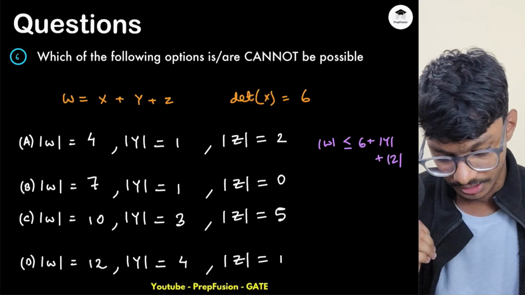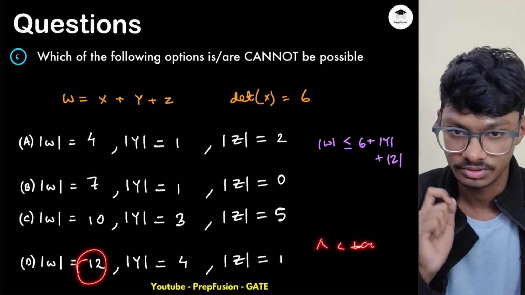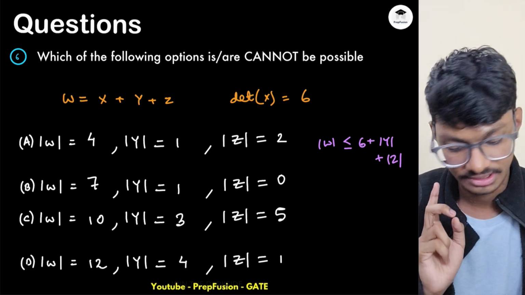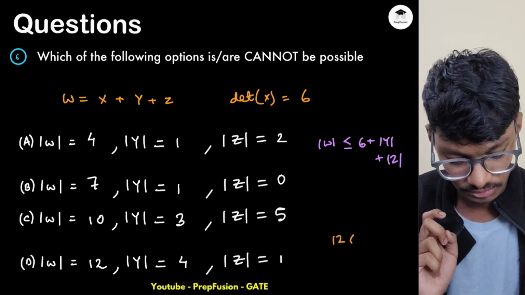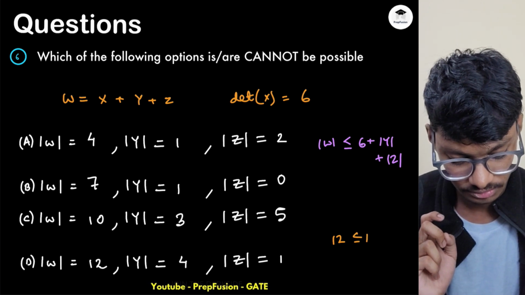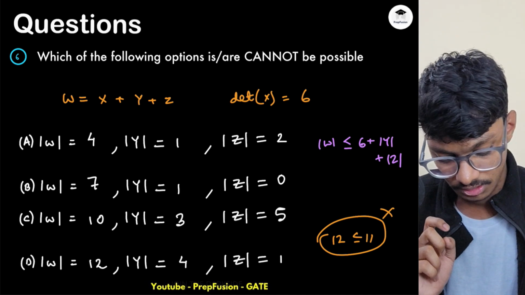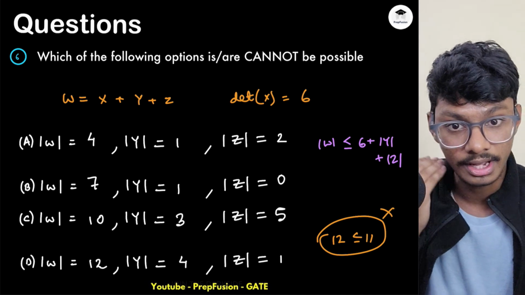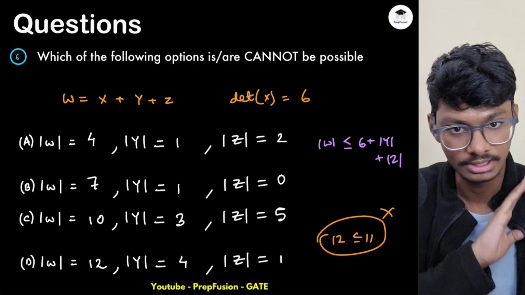In the final option. So here 12 should be less than or equal to 6 plus 4, which is 10, plus 1, which is 11. Is this correct? 12 less than or equal to 11. Is this inequality correct? This is not correct, right? This is not correct. So yeah, this is our answer basically. They have asked which is not possible. So this basically is not possible.